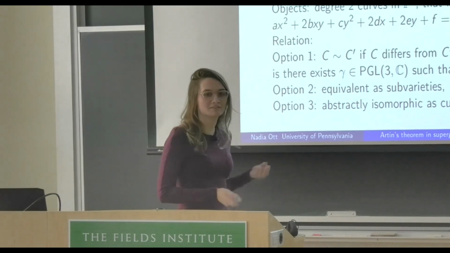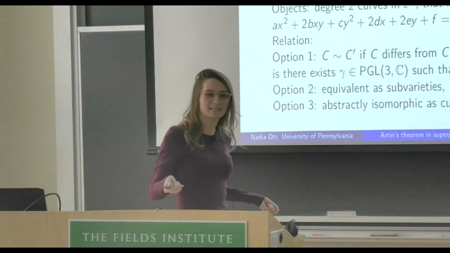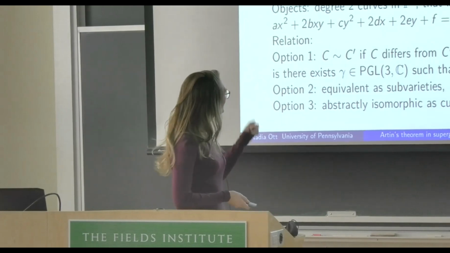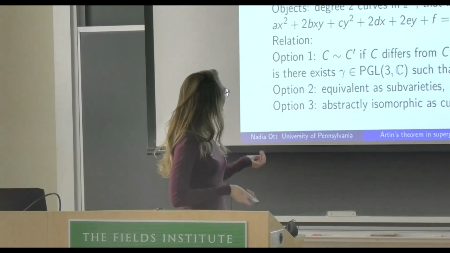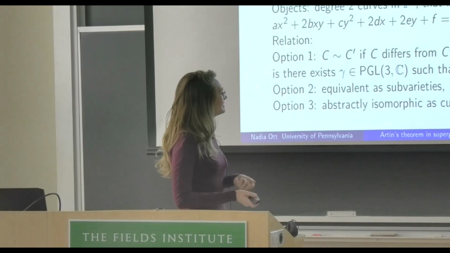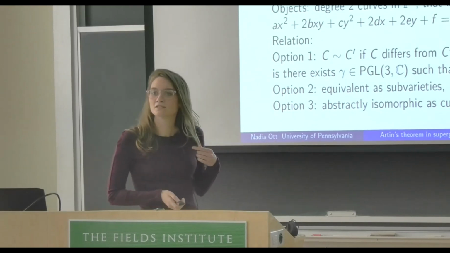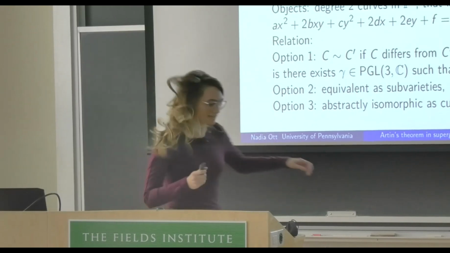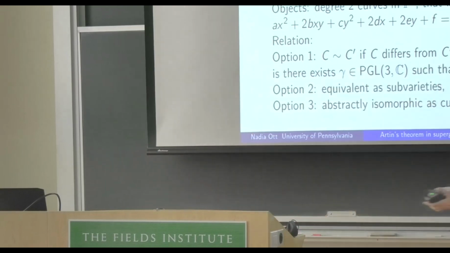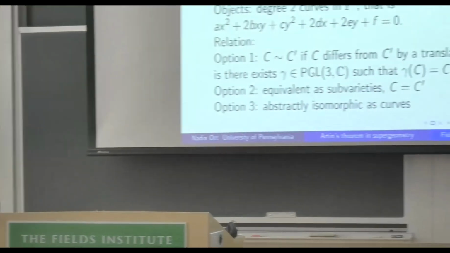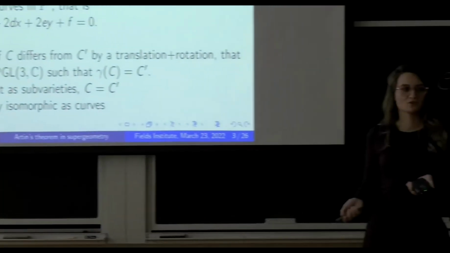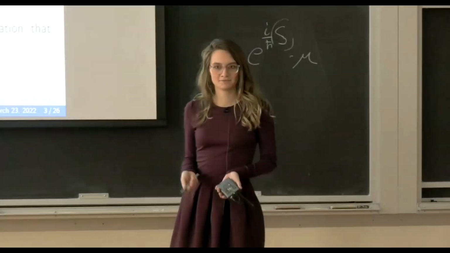Another good example, a really good one to start with, is conics in the plane. You have some options here about what you consider two conics to be related. I mean, they could be related by translation, equivalent. Or we can just consider them abstractly isomorphic as curves. And depending on the equivalence relation you choose, you're going to get a different space.